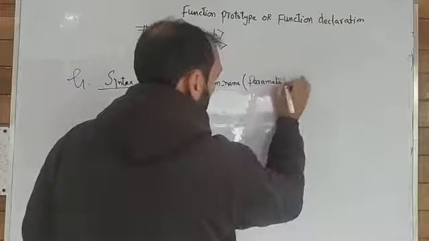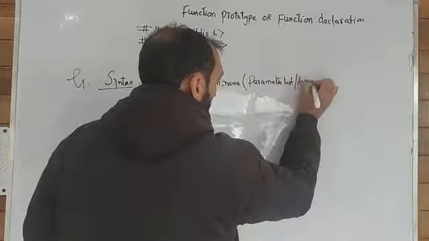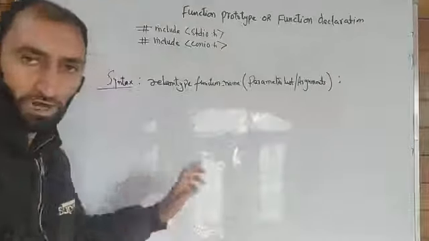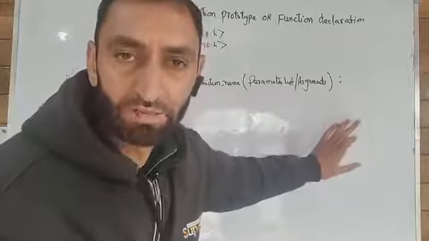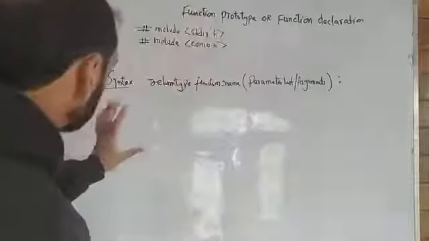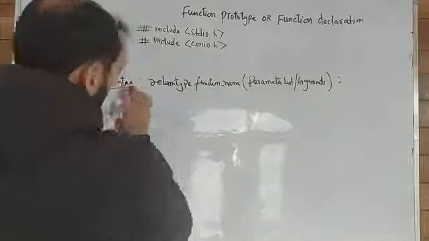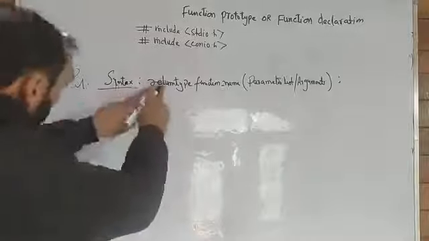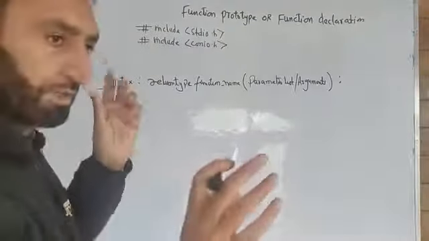Parameter list, or we can say arguments. And then last but not least, end of statement, that is a semicolon. Again, another thought: if we keenly observe this prototype, we find that the function prototype contains 4 parts.